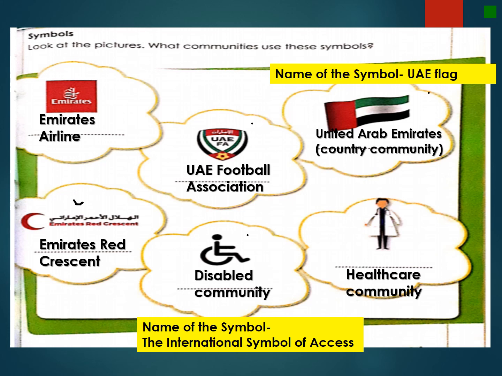Disabled means people who have difficulties or who cannot walk, like they have some kind of difficulty health-wise. Sometimes some cannot talk. So this kind of people belong to the disabled community. And what is the name of this symbol? The International Symbol of Access.